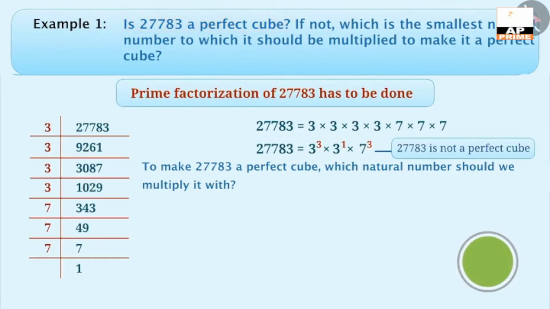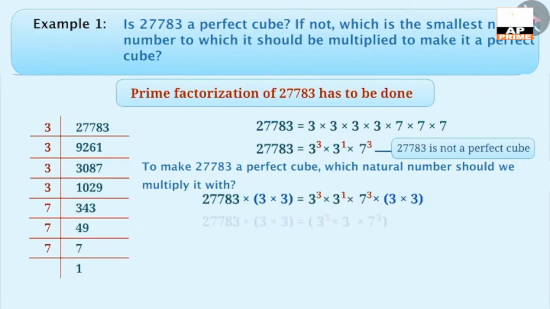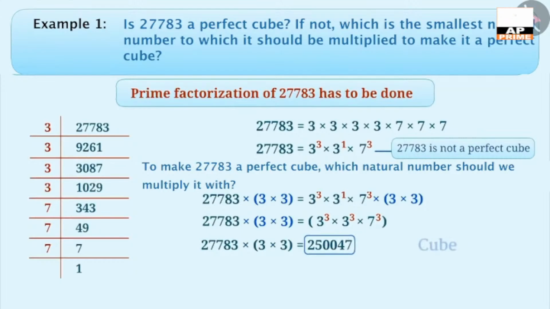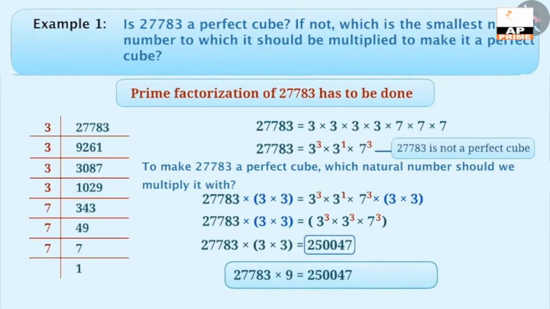You got it. We have to multiply 3 multiplied by 3 with these factors so that we can express this 3 as 3 to the power of 3. So now we can write it as 3 to the power of 3 multiplied by 3 to the power of 3 multiplied by 7 to the power of 3. Since all factors are now represented as cubes, we can say that the number obtained from 27,783 multiplied by 3 into 3 will be a cube. That is, if we multiply 27,783 by 9, we get a perfect cube.